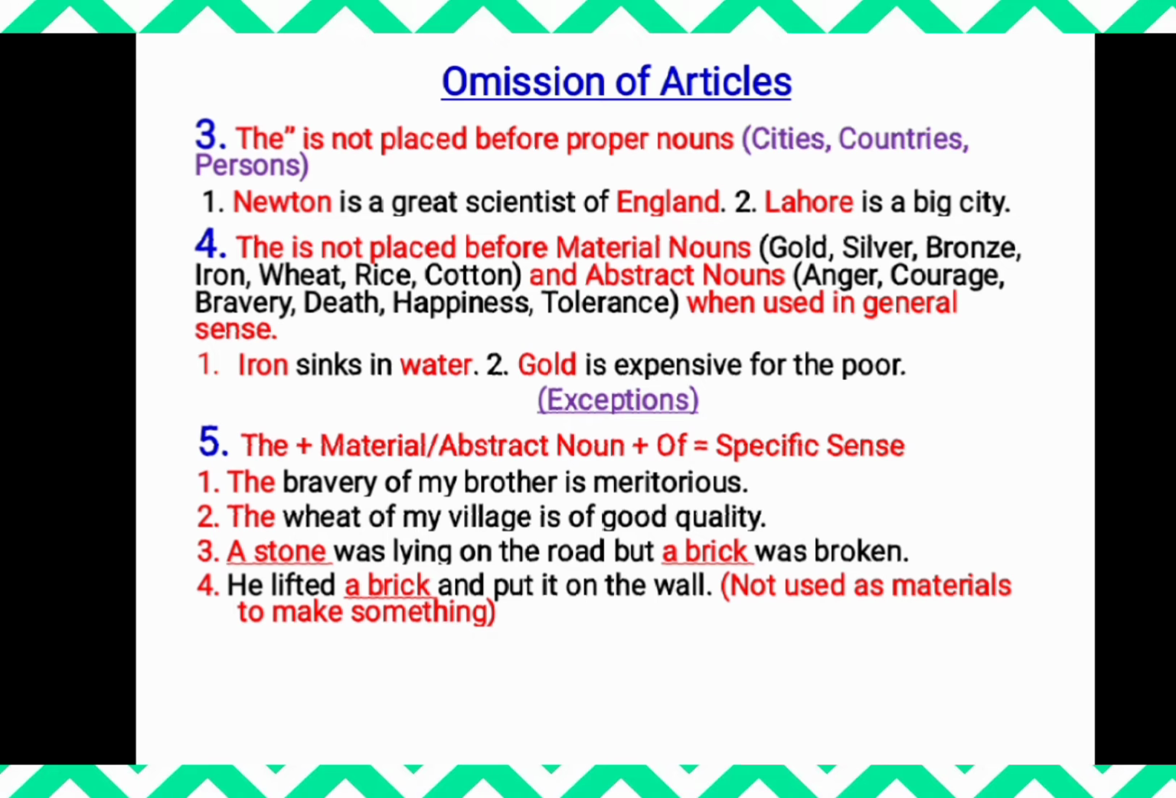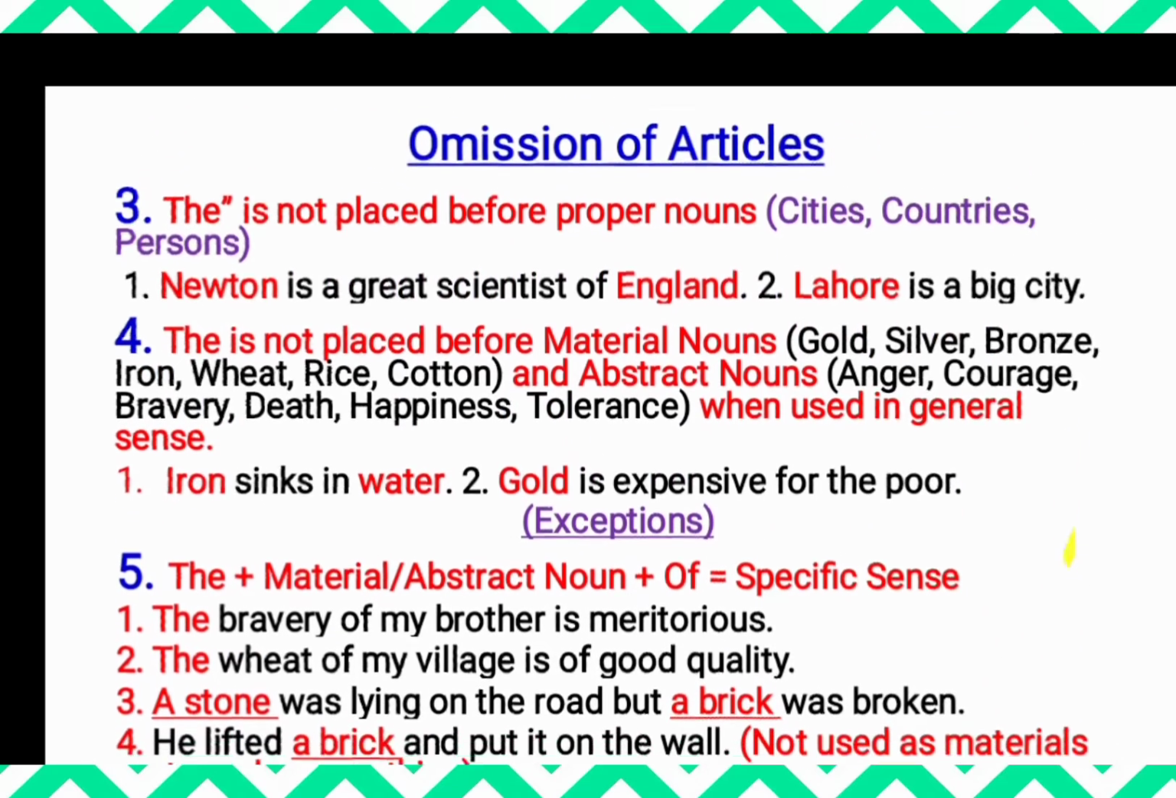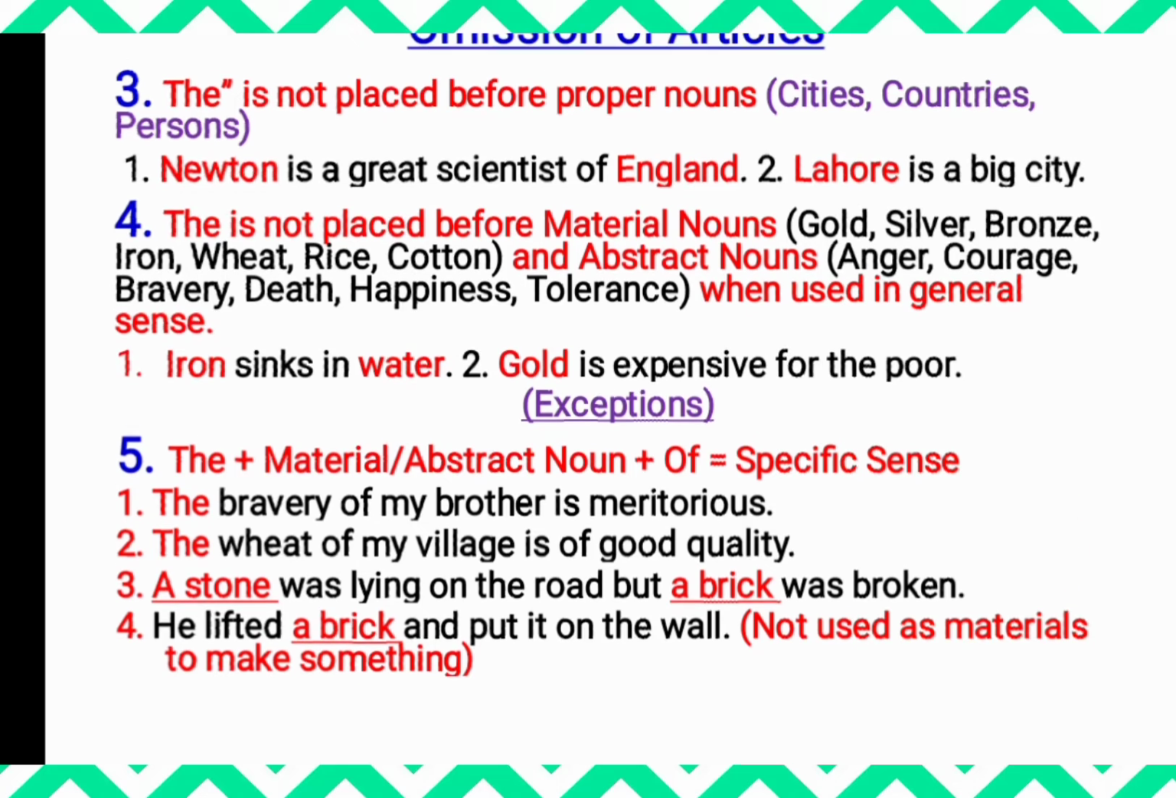Not used as materials to make something. The third and fourth examples show that we do not use words like stone and brick as materials to make something, and we use the definite article in a specific sense. So that also fulfills the construction of rule number 5: the plus material abstract noun plus of is equal to specific sense. That's why these rules are also very mandatory in the construction of articles. You can see on Zoom.